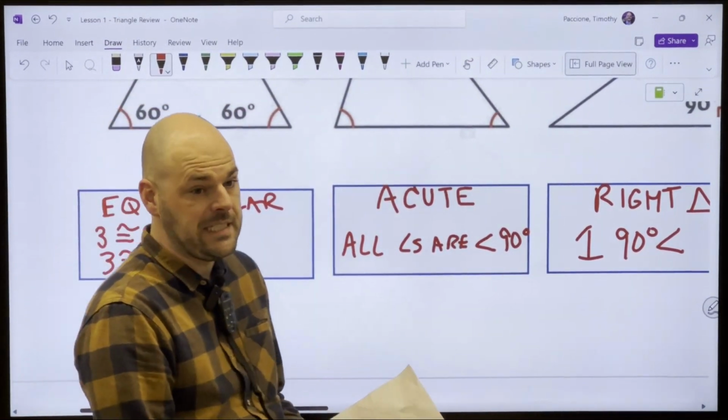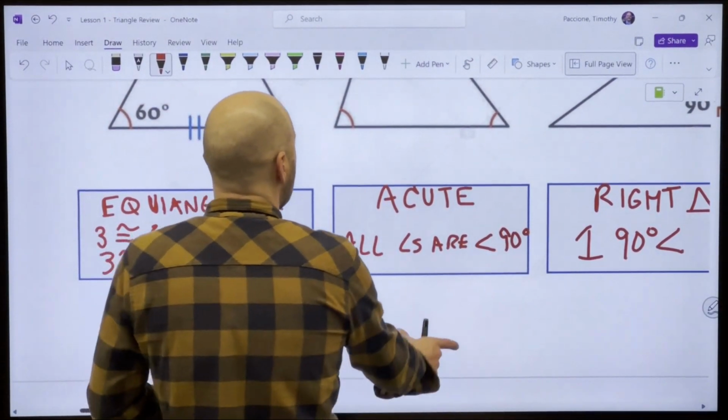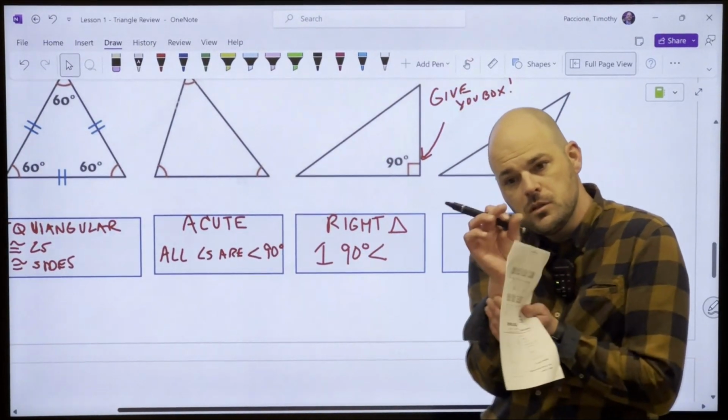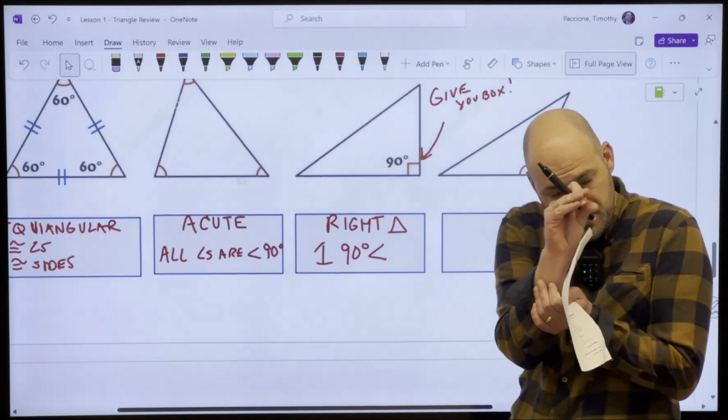All the angles are less than 90 degrees, yes. And you can remember that one versus the next one because they're all cute little angles. They're just a little cute, tiny little angles.